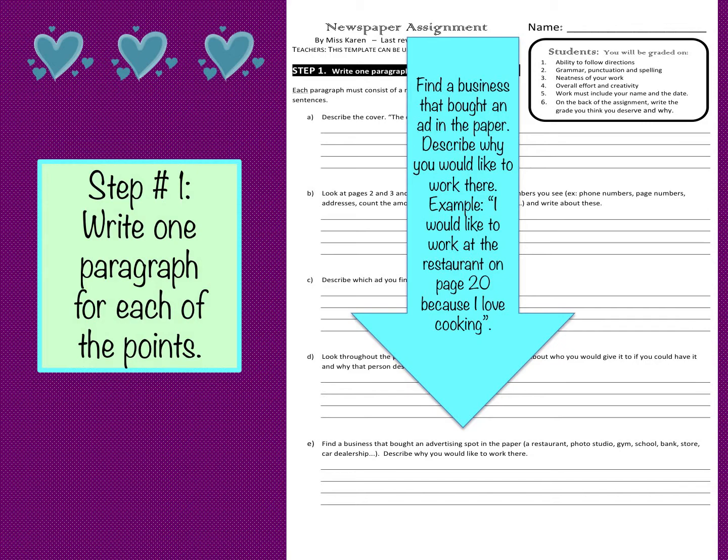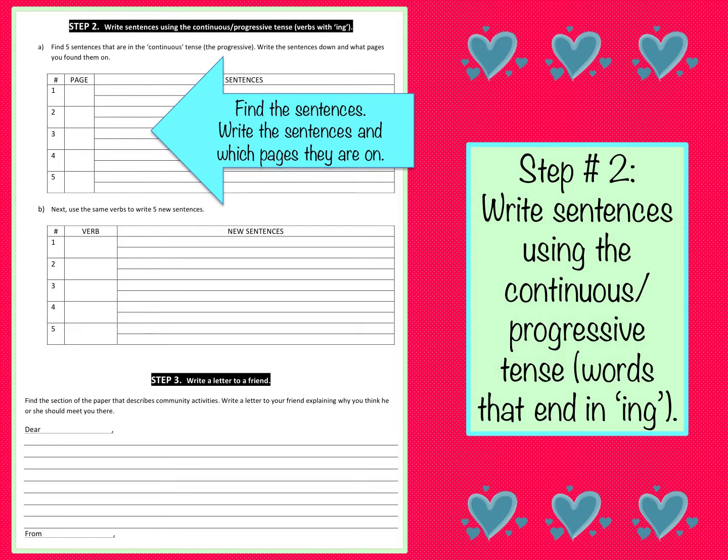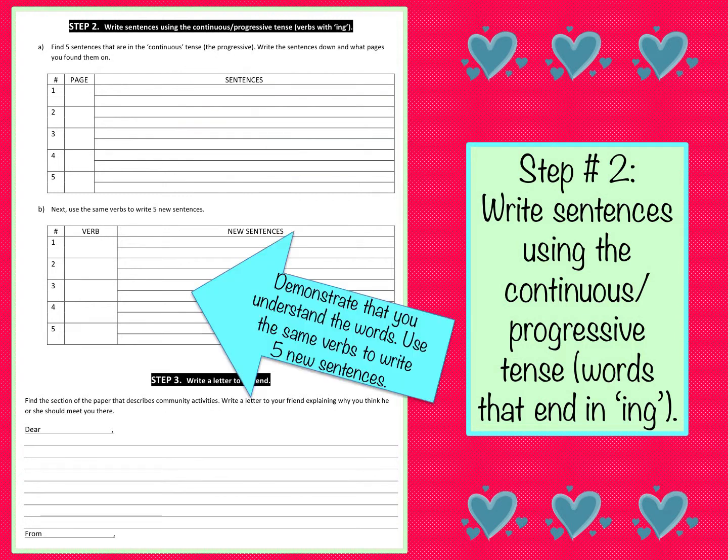Let's turn the page now and look at step 2. Write sentences using the continuous or the progressive tense. That is, words that end in ing. Find the sentences. Write the sentences and which pages they are on. In letter B, demonstrate that you understand the words. Use the same verbs to write 5 new sentences.